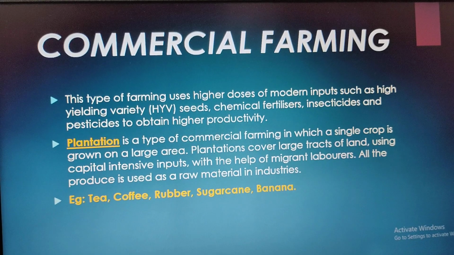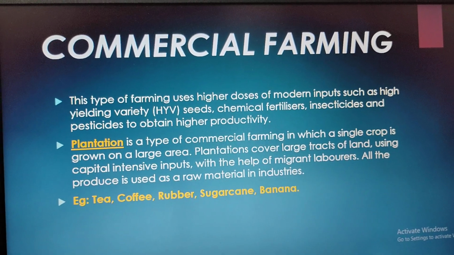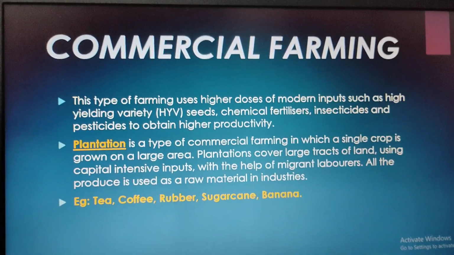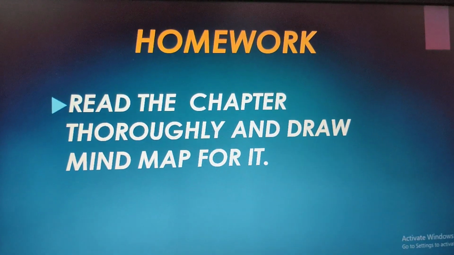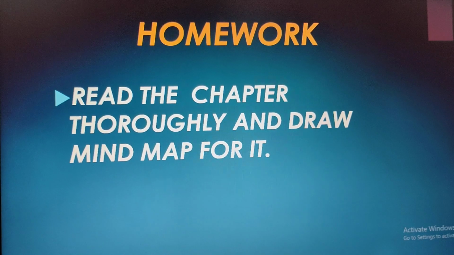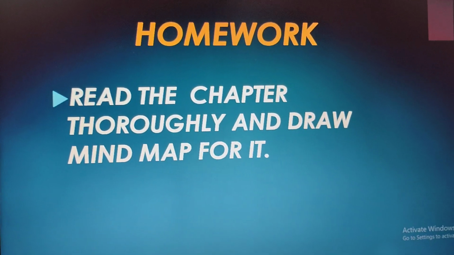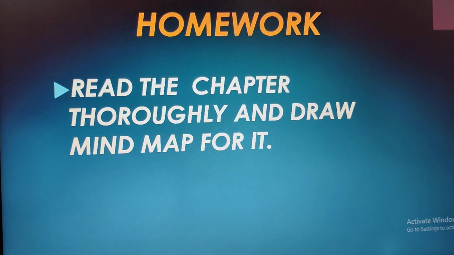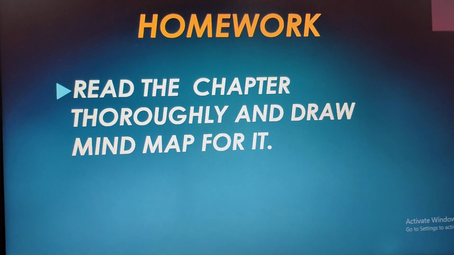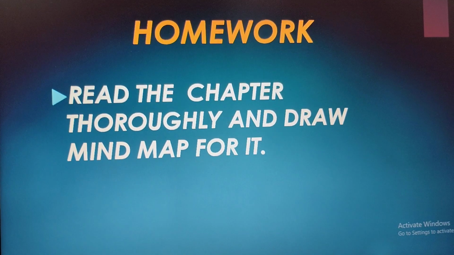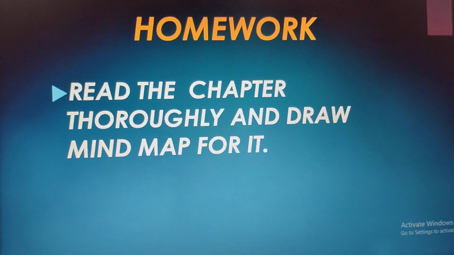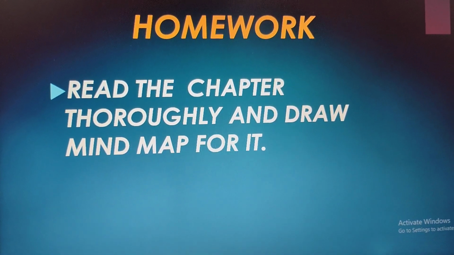Capital means money, right? Now class, we have studied 3 types of farming techniques. What you are going to do is read this chapter first. Go through the chapter thoroughly and draw a mind map for it, right? Draw the mind map for the chapter. And if you have any confusion in these 3 kinds of farming techniques, you can raise your questions in the WhatsApp group.